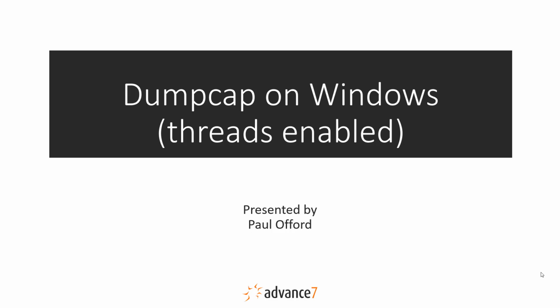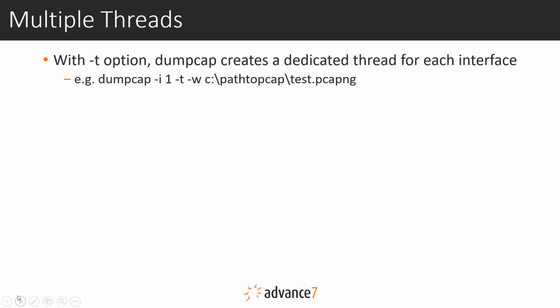Hi, I'm Paul Offord and welcome to this presentation on the internal workings of Dumpcap when it's running on Windows. And we're going to look at Dumpcap running in a particular mode where it uses multiple threads. You can explicitly enable this threading mode with the -t flag in the startup command.